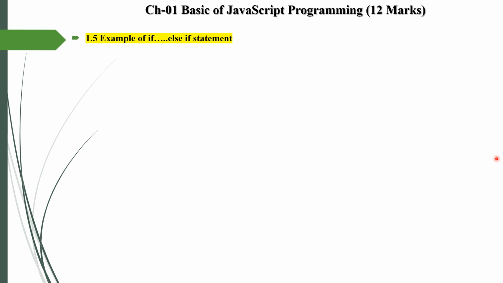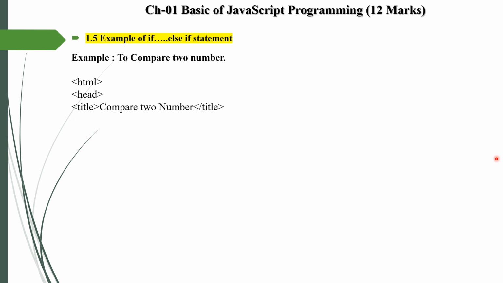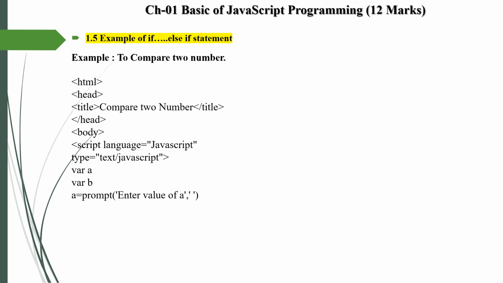Then we see the example of the if-else ladder to compare two numbers. First we define the HTML tag, second the head tag, then we define the title, compare two numbers, then close the title tag, then close the head tag, then we open the body tag, then inside the body tag we define the script tag, language is equal to JavaScript and type is equal to text/javascript. Then next we define one variable a, next we define variable b, then we take the value of a from the user, then we take the value of b from the user by the prompt method.